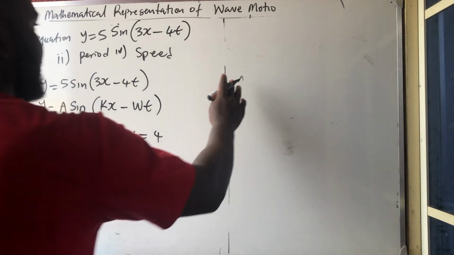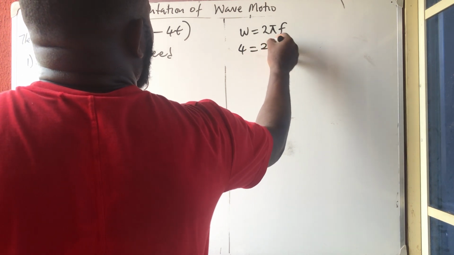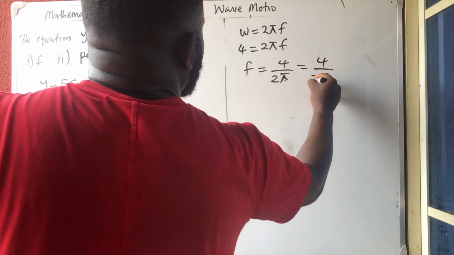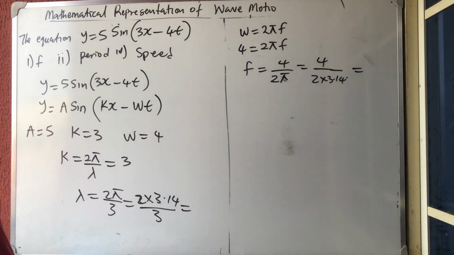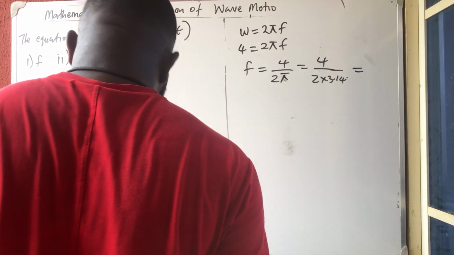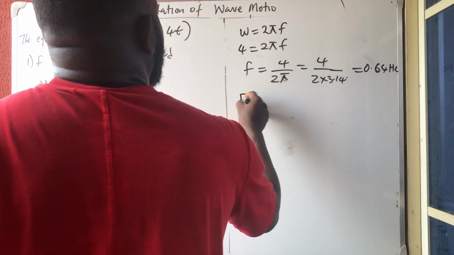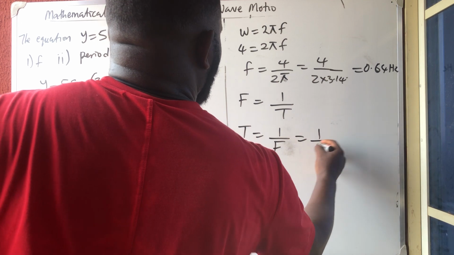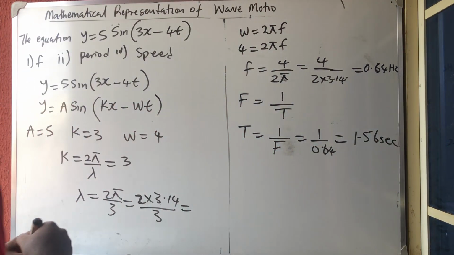But calculating f, we know that w is equal to 2 pi f. Our w is 4, so 4 is equal to 2 pi f. So my f is now 4 divided by 2 pi, which is 4 over 2 times 3.14. So 4 divided by that, you are going to get that your frequency is now 0.64 hertz. But frequency is just 1 over period. So therefore period itself is 1 over frequency, which is 1 over 0.64. So which will give you 1.56 in seconds. Okay, so what else did they say we should calculate?